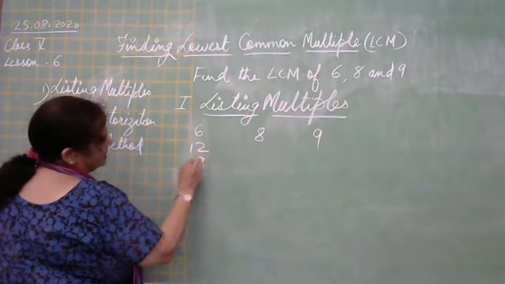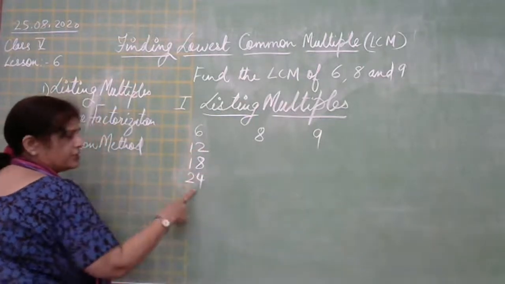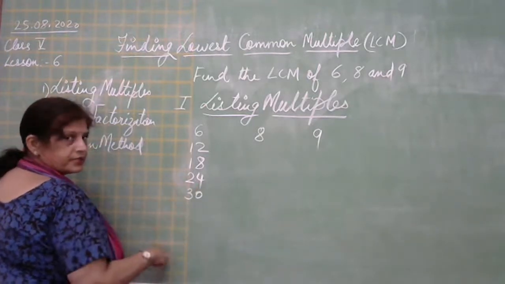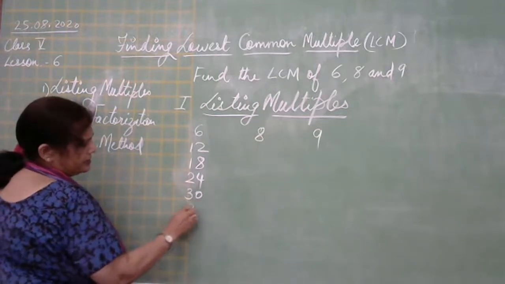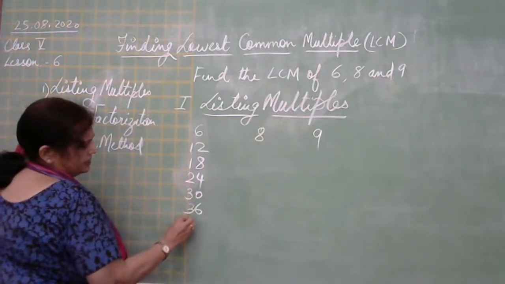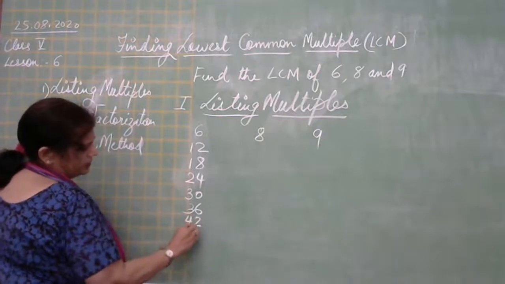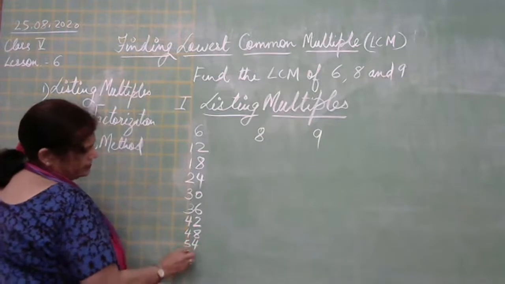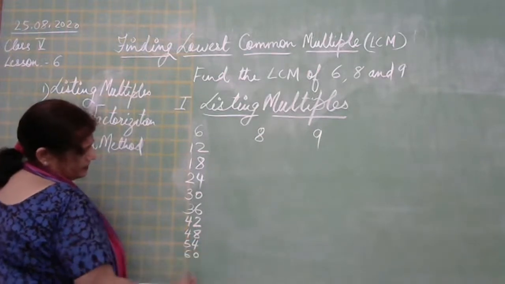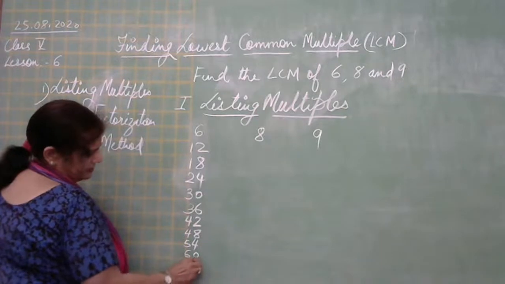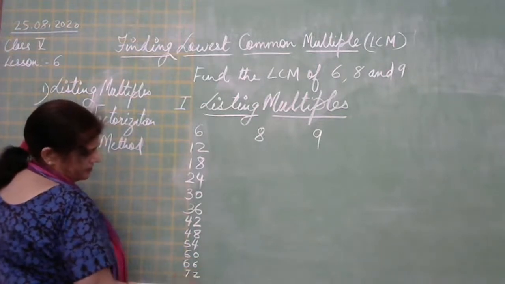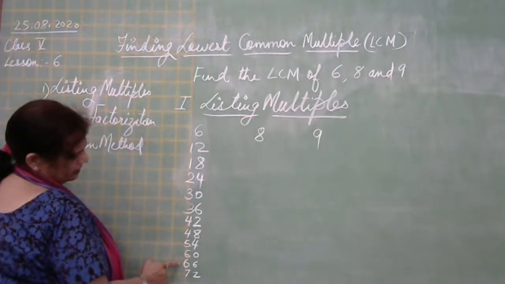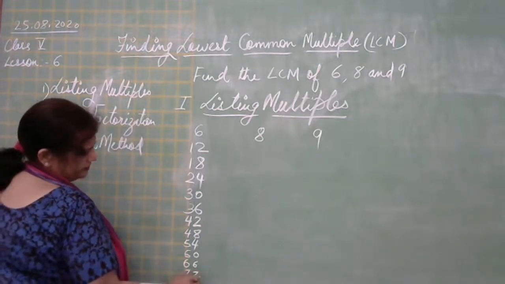12, 18, then you come to 6 times 4, then 6 times 5, 6 multiplied by 6, then 6 multiplied by 7, 6 multiplied by 8, 6 multiplied by 9, 6 multiplied by 10, 6 multiplied by 11, 6 multiplied by 12, right?